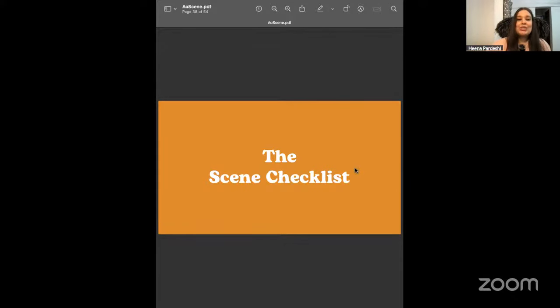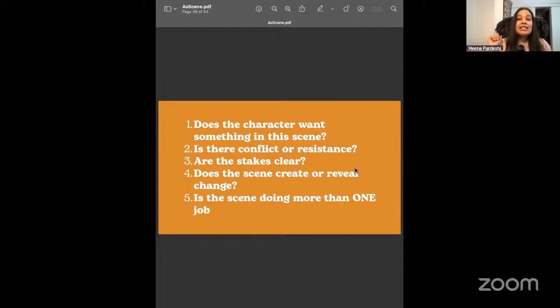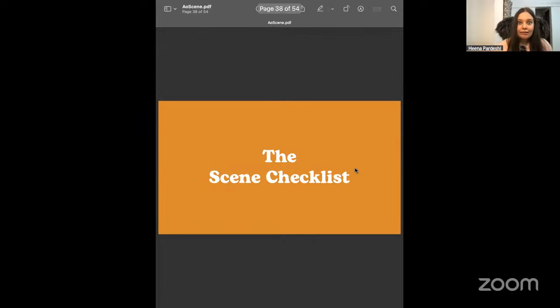Okay, so the first one is, does the character want something in this scene? I'm just gonna go back because I forgot to do it one after the other. So that slide has all the 5 points. I'm gonna put that slide for later, otherwise you'll just be reading ahead and not listen to what I'm saying. That's why I'm just gonna stay on this slide. Does the character want something in this scene?